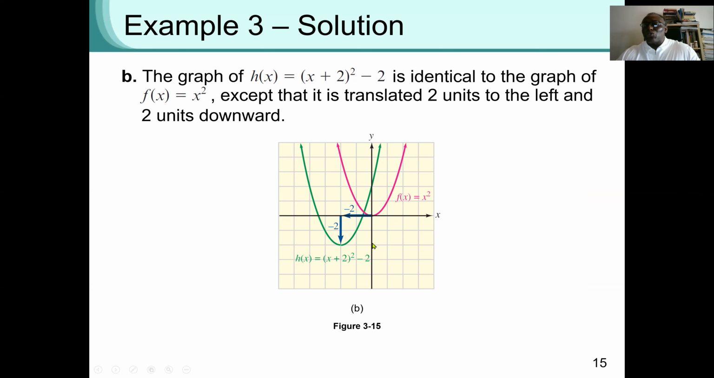So we shift downward twice. So the intersection will be here. So the correct answer will be our green graph.